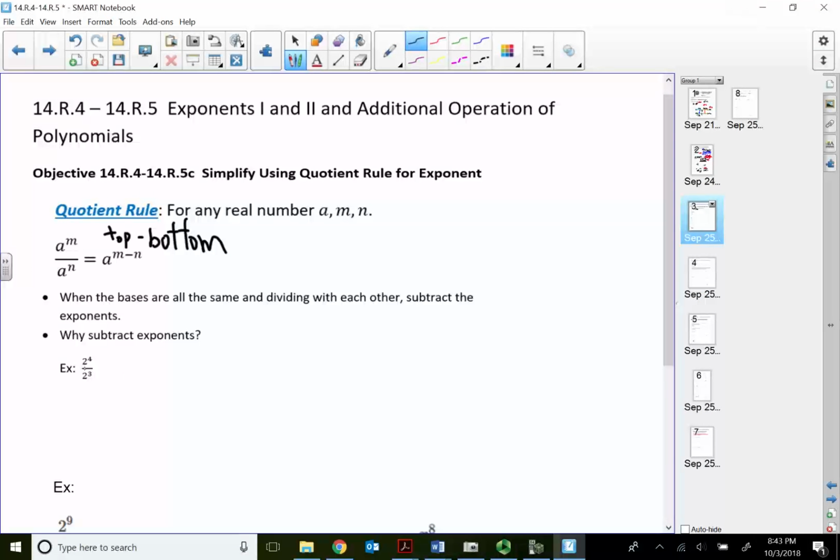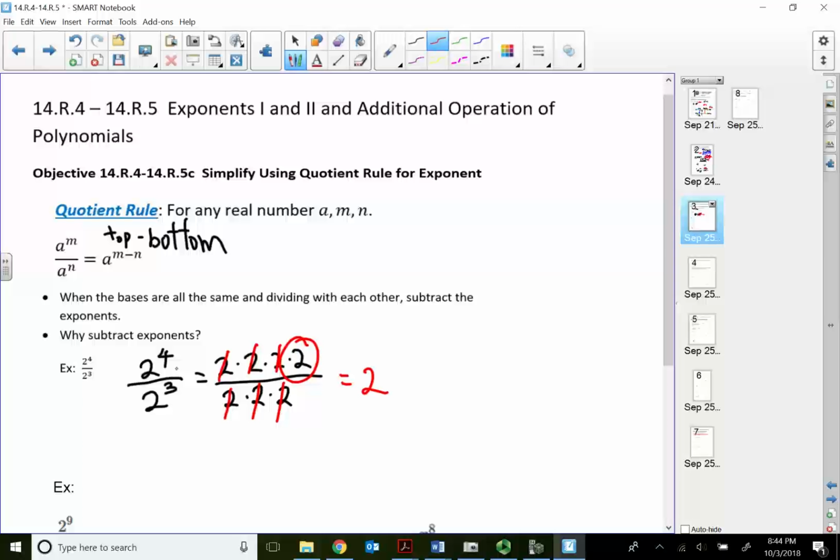So why do we subtract exponents? Here is a small example, 2 to the 4th over 2 to the 3rd. Remember, 2 to the 4th means 2 times itself 4 times, divided by 2 to the 3rd, which means 2 times itself 3 times. When you see all these 2's on the top and bottom being multiplied, you cannot help yourself but reduce the top 2's with the bottom 2's. When all the 2's cancel out, the only 2 left is the one on the top. So the subtraction actually represents the top and bottom canceling out.